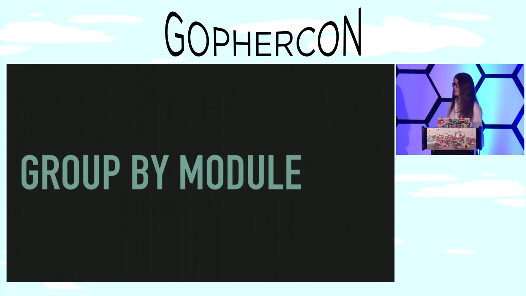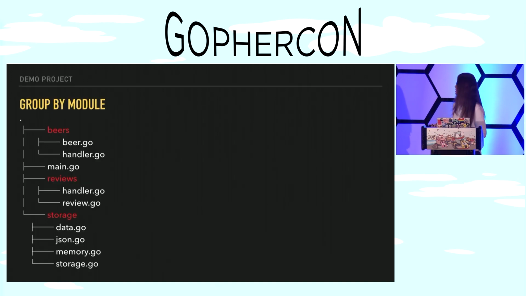So let's try a slightly different approach. Let's try to break up our app into modules. So for example, we could have beers, reviews, and storage. The idea here is that everything to do with beers goes in one package, everything to do with reviews goes in another package, and then everything to do with storage goes in its own package. So at least now, things are somewhat grouped logically. But that's probably the only advantage we get with this approach.